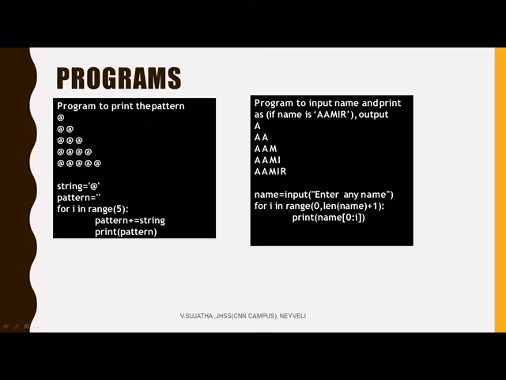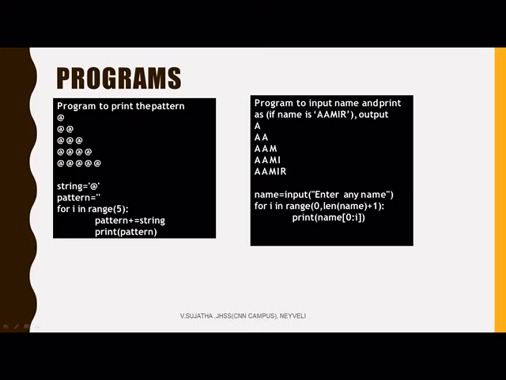Suppose you give a name and print it character by character. In that case, I am giving name equal to input, enter any name. I am giving some name; here the example is Amir. Here you can use for i in the range of 0 to len of name plus 1. Len of name for Amir is 5 characters, 5 plus 1 is 6. So 0 to 6 means 0 to 5, six lines. In that print, I am using the slicing method.